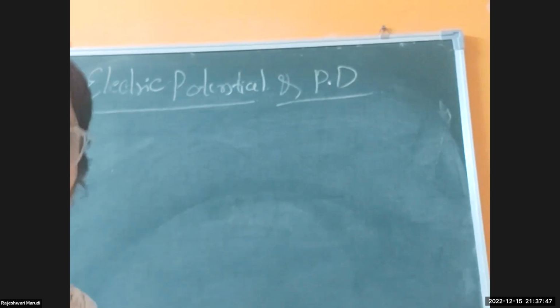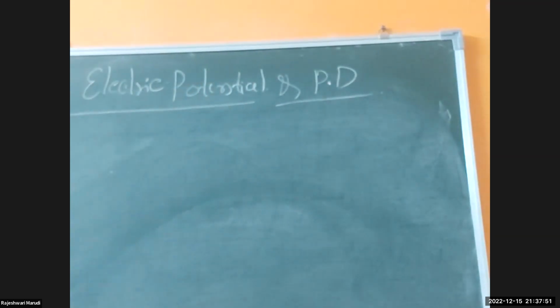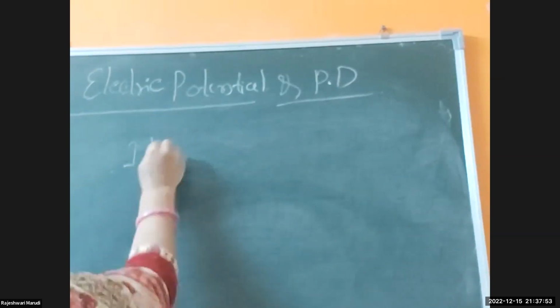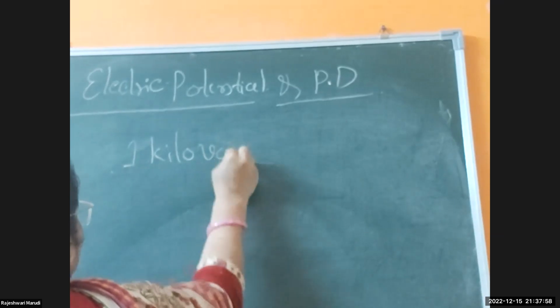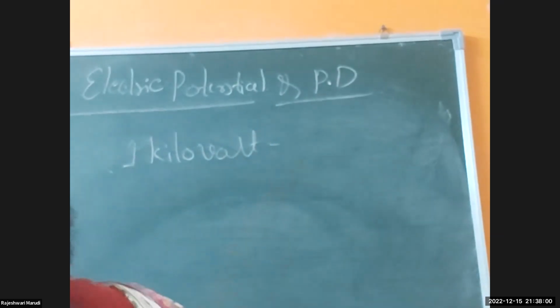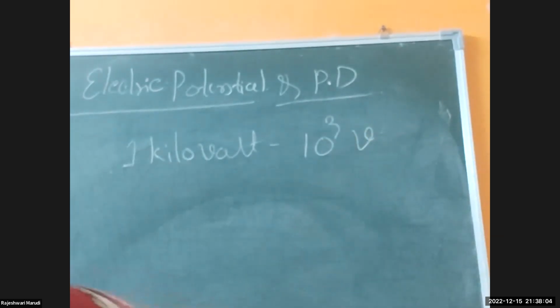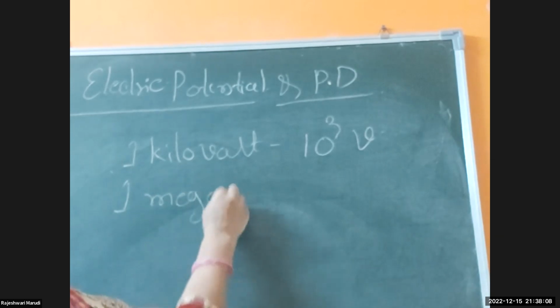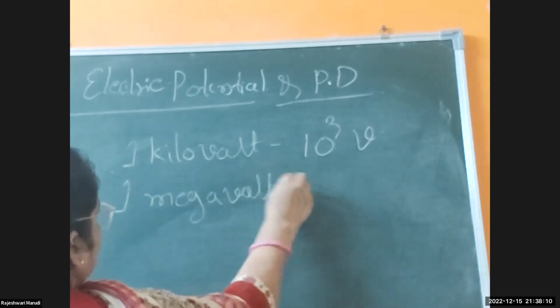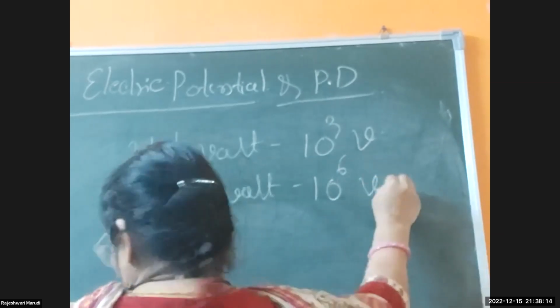After gram, what do we have? We have kilo, no? So like that here, the larger unit is 1 kilovolt. 1 kilovolt is nothing but 10 to the power of 3 volts. Okay, next is 1 megavolt. Mega means 10 to the power of 6 volts.